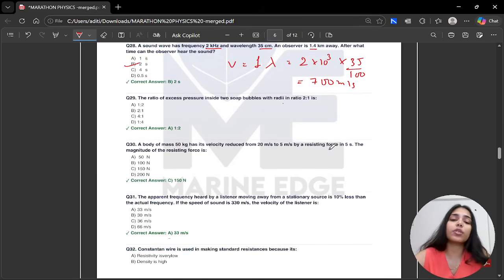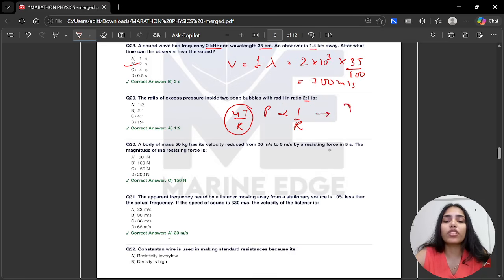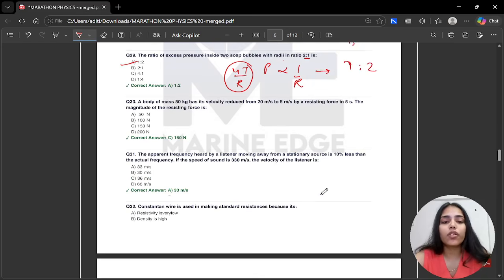The ratio of excess pressure inside two soap bubbles with radii of ratio 2:1 is, what is the value of excess pressure inside a bubble? That is 2T upon R, right? So if the ratio of the radii is 2:1, what will be the ratio of pressure? Since the pressure is inversely proportional to radius, the ratio of the pressure will be 1:2, correct? So answer is A. Now, moving on.